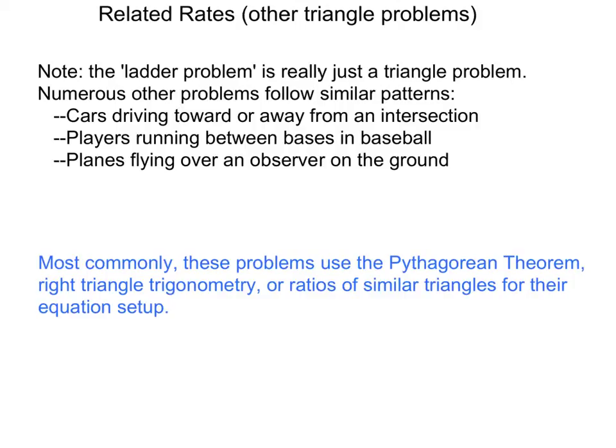So in the previous video we went through the ladder problem, and there are a number of other triangle problems, and they're all kind of similar. They have a few differences, but I just wanted to point some of them out. One of them, if you have cars driving towards or away from an intersection, that can easily be modeled by a triangle. Players running between bases in baseball is another example of a problem that might use right triangles. If you have a plane flying over an observer on the ground, with the ground down here with a person, and a plane up here flying overhead, you can easily end up in a right triangle situation. So there are lots of different places where these triangles can show up.